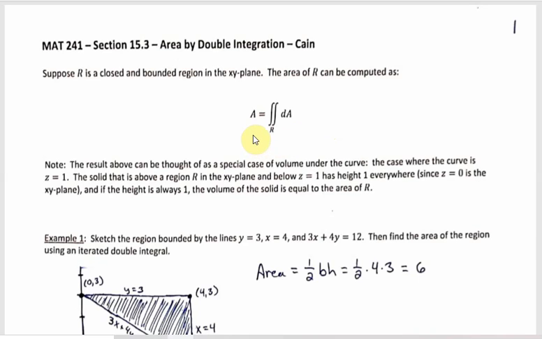And this is the formula where if you look at it, it looks weird. It looks like something's missing. Between the double integral sign and the dA, it looks like something should go there. Really, there is a thing there, which is just 1.